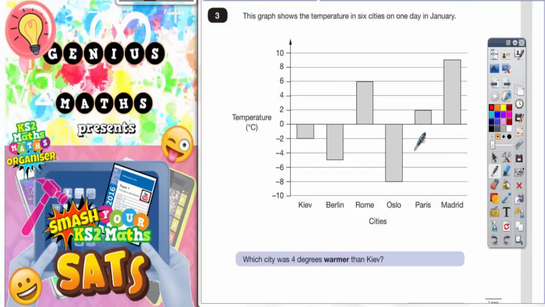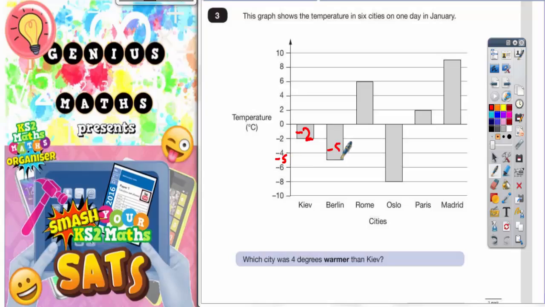Well, the obvious thing to do here is just to actually go to the bars and write on the temperatures of each city. Don't be afraid of writing on a bar chart or a diagram if it's going to help you, and that will probably help us here. So Kiev, that bar is level with -2. Berlin's bar is halfway between -4 and -6, so halfway between -4 and -6 would be -5.